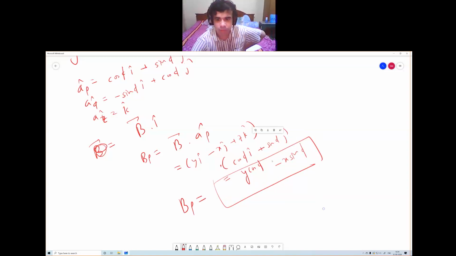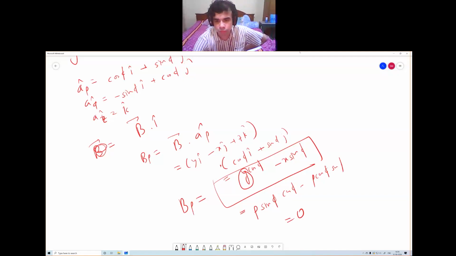But what is y? y is equal to rho sin phi, and x is equal to rho cos phi. So rho sin phi cos phi minus rho cos phi sin phi is 0. So the b rho component would be 0. Is it okay? Any questions?